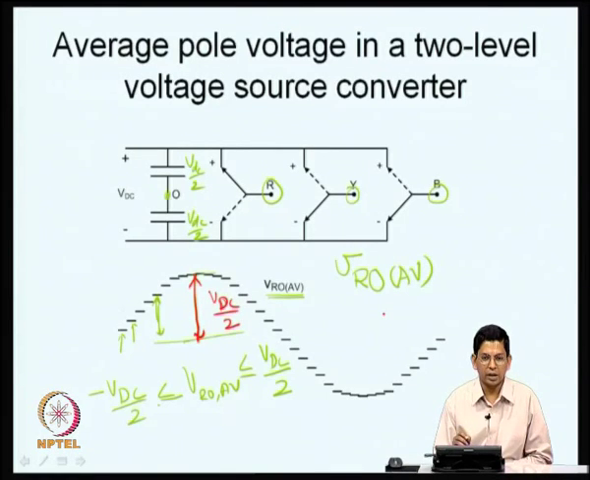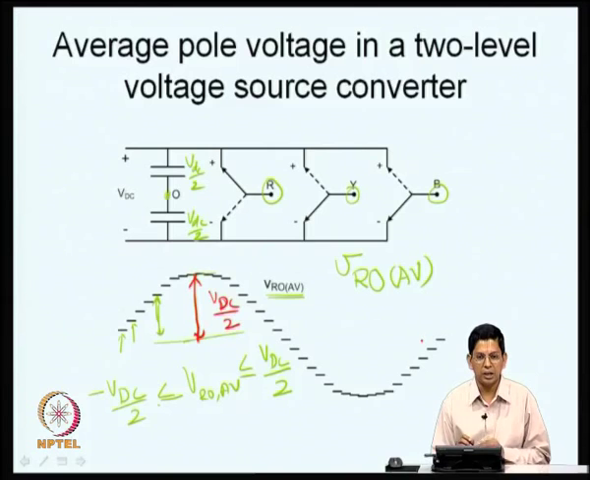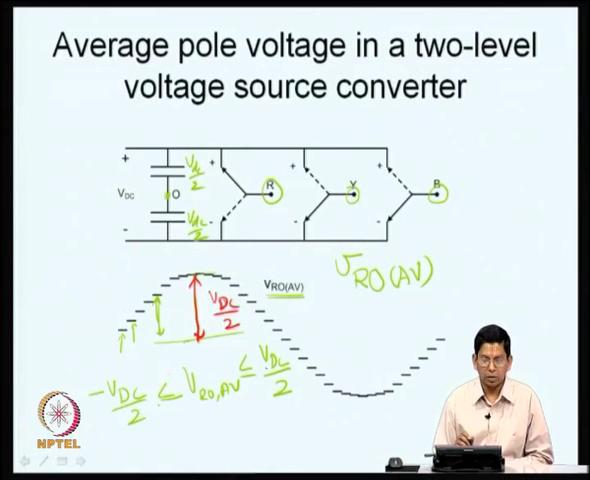VRO average, if you want to modulate it as a sinusoid, the peak value of the sine, the amplitude of the sine, cannot exceed VDC by 2. So, this is the highest amount of voltage that this inverter can produce with such a sinusoidal modulation. It is not necessary that VRO has to be modulated in a sinusoidal fashion. For example, it can also be a sinusoid with some triplen harmonics added to it, which we will see a few lectures later. But if you take it as a sinusoid, this is the limit.